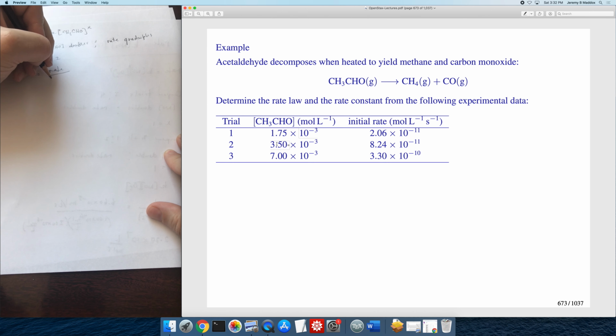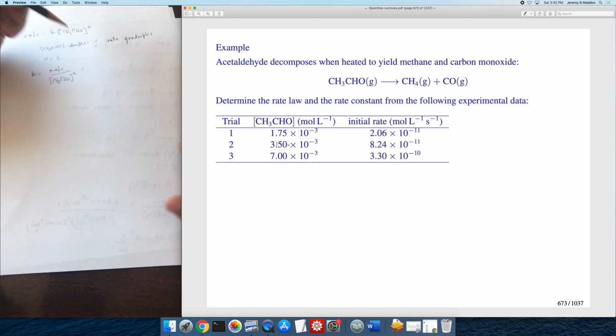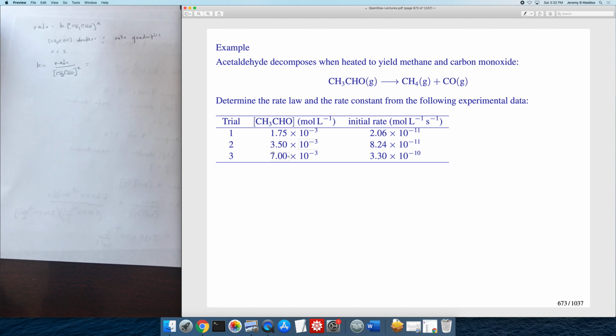And then you can find the rate constant k by rearranging this equation. Rate over CH3CHO squared, put in 2 for the x. You can plug in any trial you want and get the number for k. I'll let you do that as an exercise.